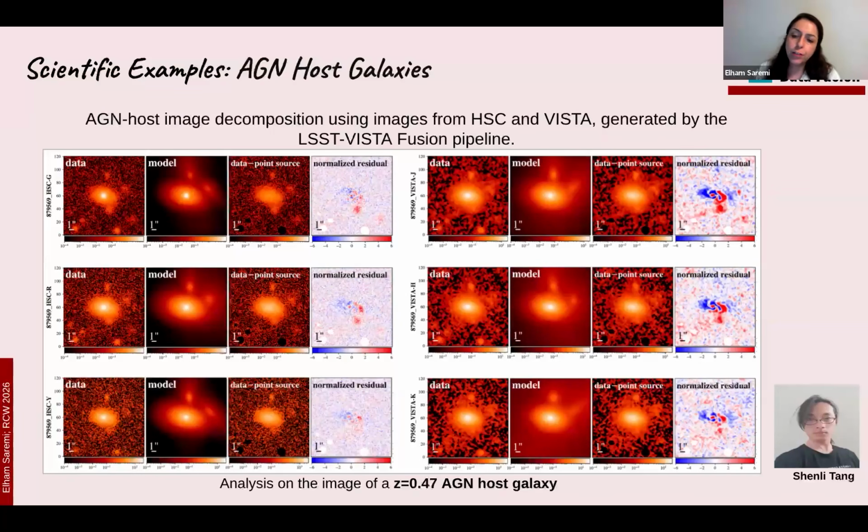After removing the central point source, the host galaxy becomes much clearer. This shows that our pipeline products are good enough for image-based studies of AGN host galaxies. It also shows the value of combining optical and near-infrared data. The optical bands show one part of the galaxy, while the near-infrared bands trace the older stars that contain most of the stellar mass.